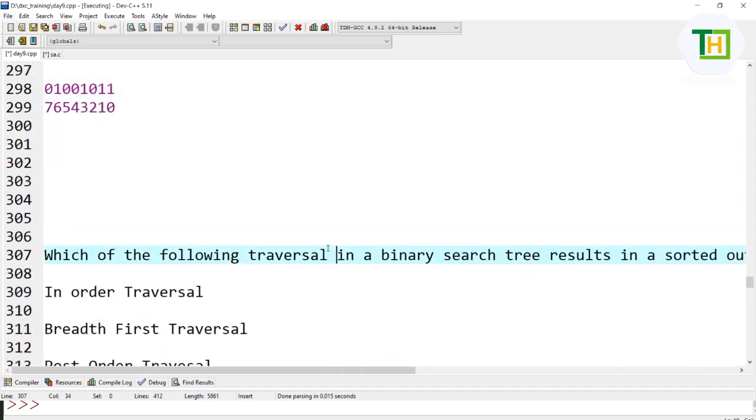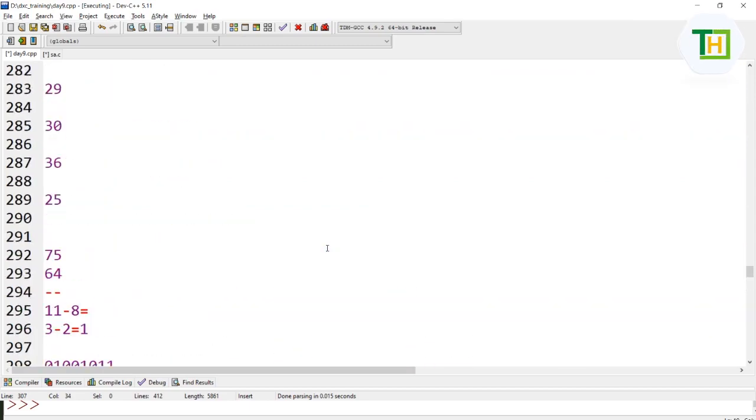I'm going to explain the data structure questions at the 12 p.m. session. Okay.